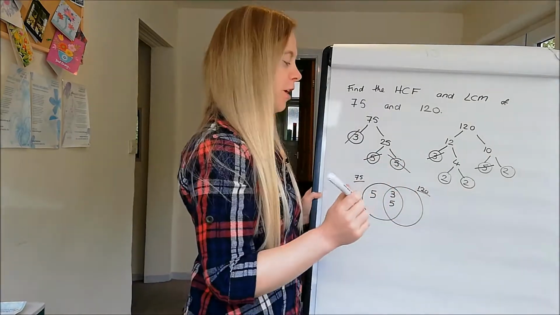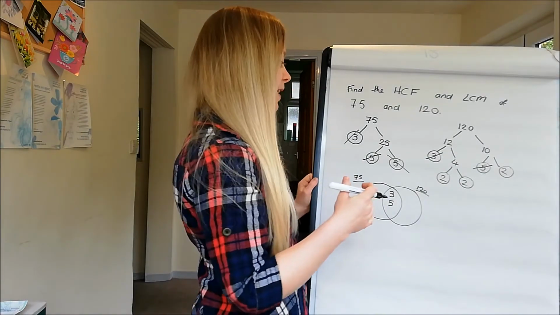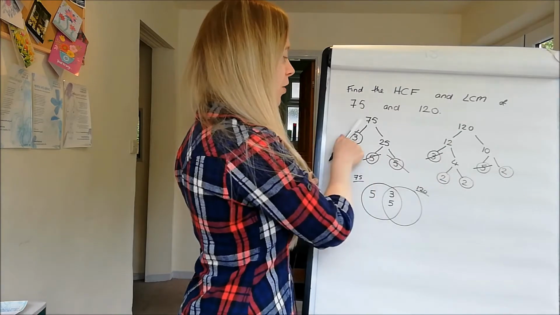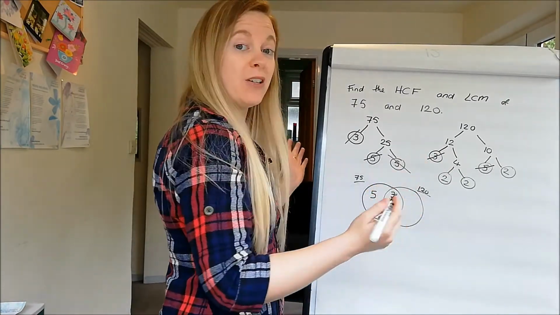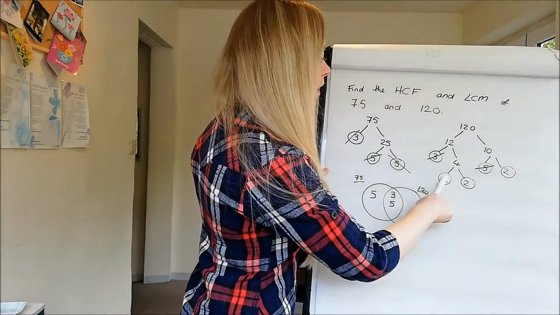And what I usually do, you don't have to do it this way, you don't have to cross them out at all, but I think it helps you to keep track. If they're shared, I always cross them out that way, one on each. And then if they're not shared, I always cross them backwards. It's just my little way of doing it, but feel free to do it that way too if you want.